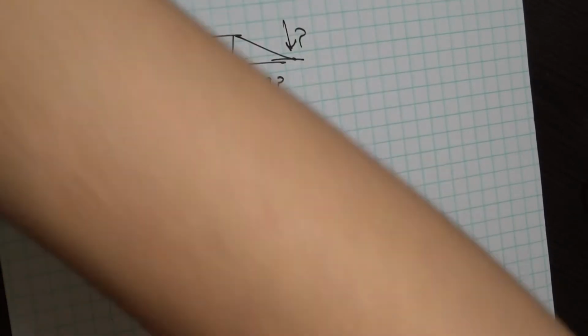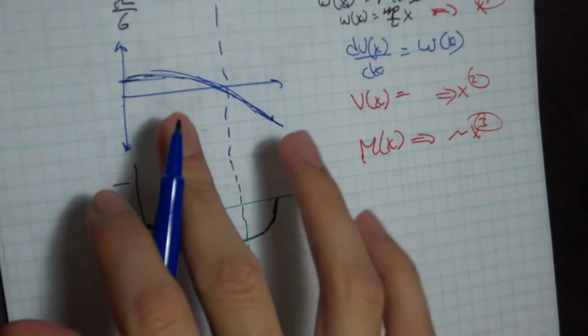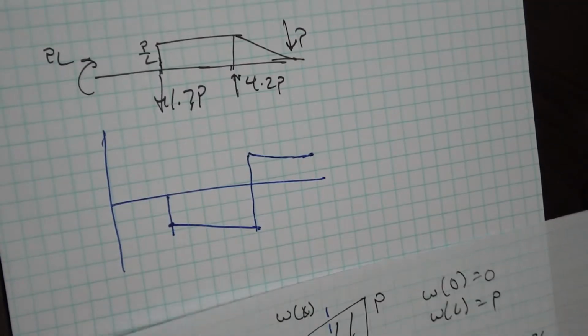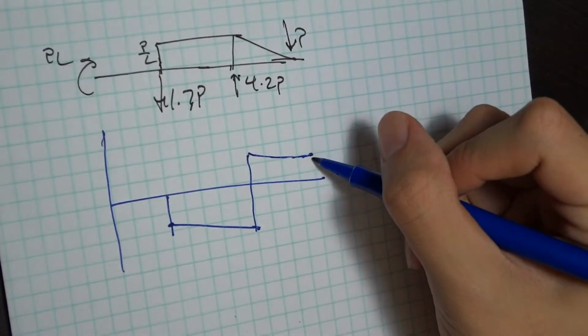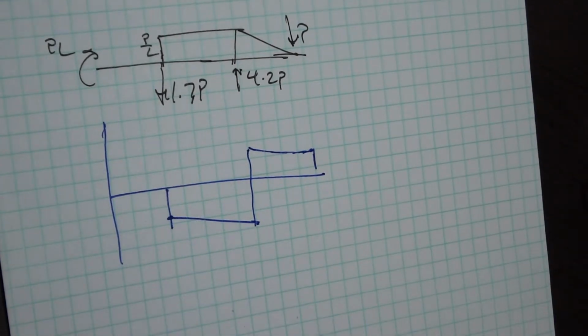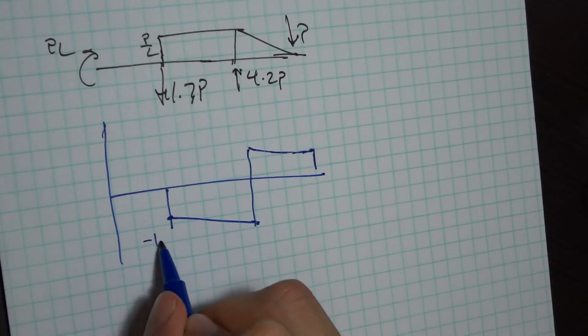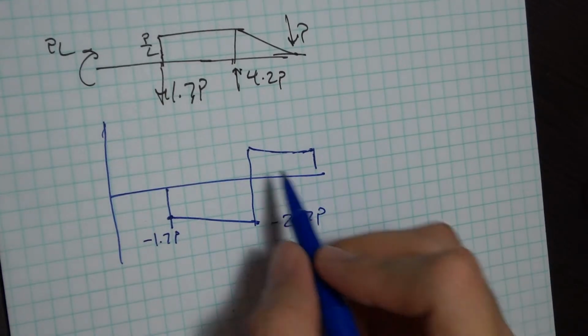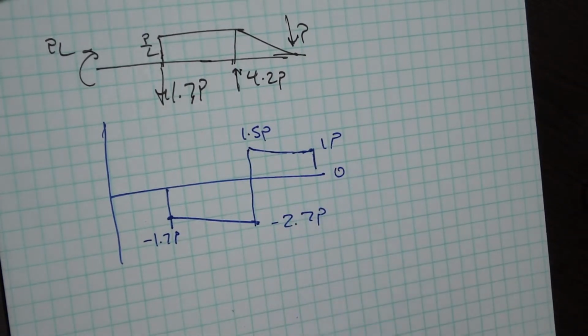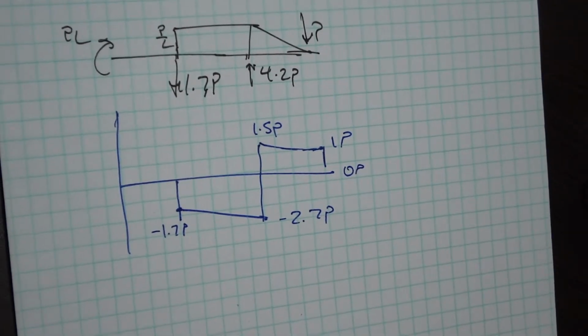That's going to be parabolic, and it's going to be concave up for the same reason as this one. So I have the reverse of this in my case here. So that's just something to keep in mind. And then this, we go down by p at the very end. So this is your shear diagram. This is 1.7p, this is negative 2.7p. This is 1.5p, this is 1p, and this is 0. So without any equations, I have been able to draw my shear diagram.